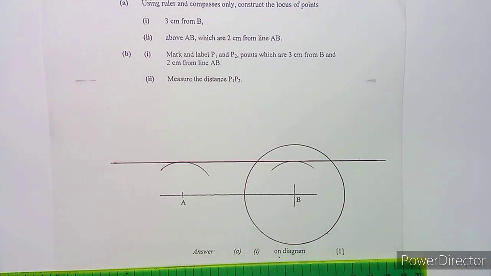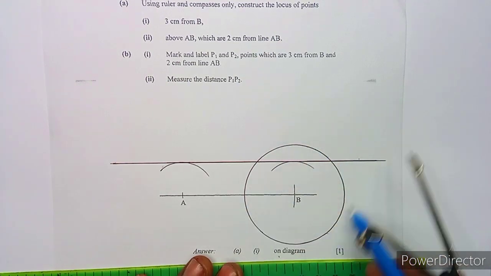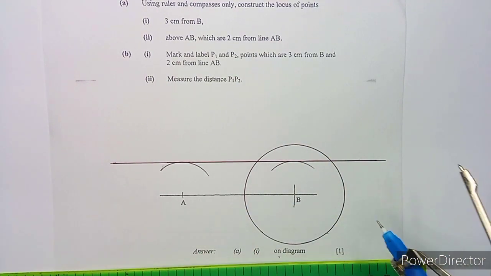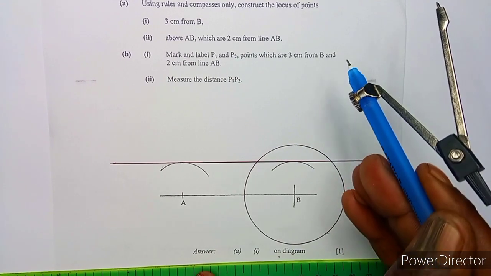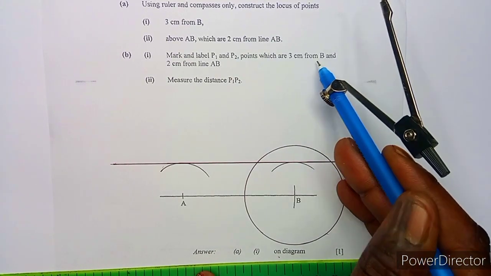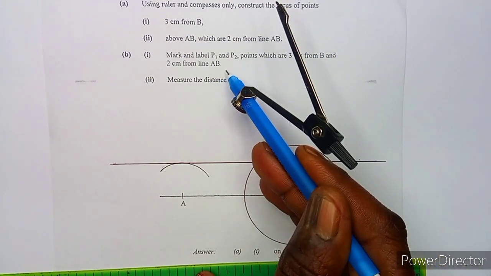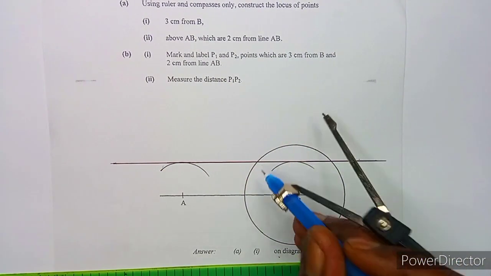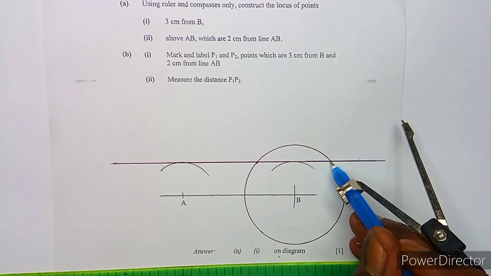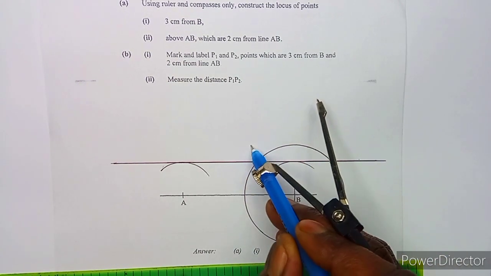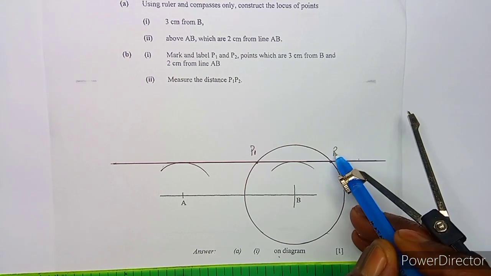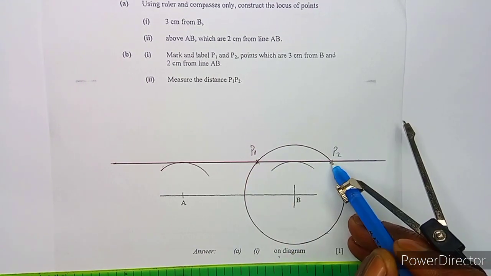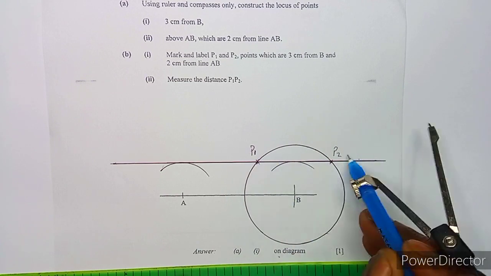Mark and label P1 and P2, the points which are 3 centimeters. Take note, they are 3 centimeters from B, which means you're talking about this circle. That's 3 centimeters from B. And at the same time, these are points which are 3 centimeters from B and 2 centimeters from line AB. 2 centimeters from line AB, this is the line that we did. So which means you're definitely talking of this point and this point, which is your P1 and your P2. So you mark the point like this, then you name them P1, P2.